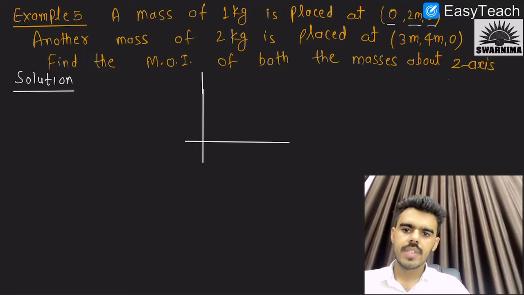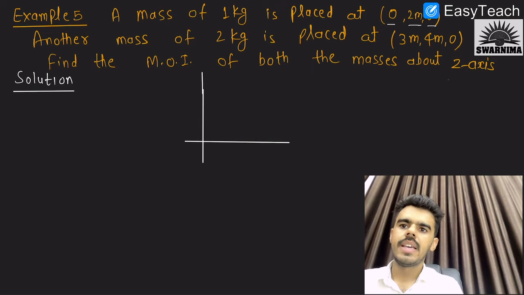So continuing with the example of moment of inertia, example number 5: a mass of 1 kilogram is placed at (0, 2, 0) meter and another mass of 2 kilogram is placed at (3, 4, 0) meter. Find the moment of inertia of both the masses about the z-axis.